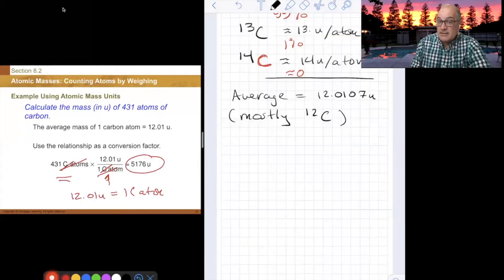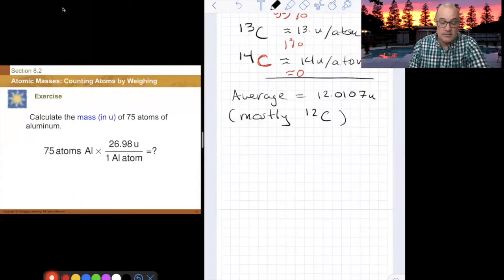Now, in this case, this is actually going to be 5180 U, right? With the proper number of sig figs. We should pay attention to that. But remember, the conversion factor is considered exact. So that doesn't limit us. The 431 does, right? Let's do another example.